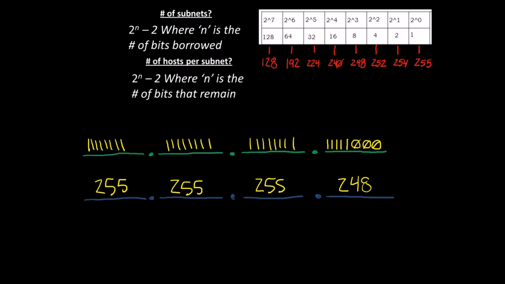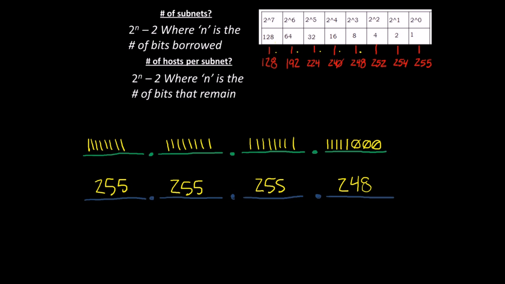This binary representation right here. And I get that because 128 plus 64 plus 32 plus 16 plus 8 equals 248. Notice why I've written these numbers down here. Because as I start adding these together, 128 plus 64 plus 32 plus 16 plus 8, I can just look down and see that that is going to be 248.